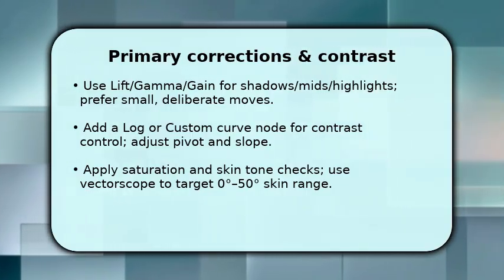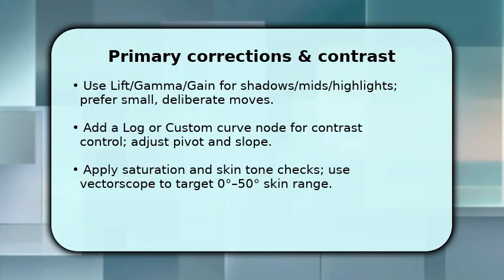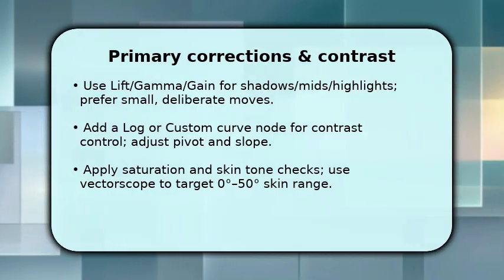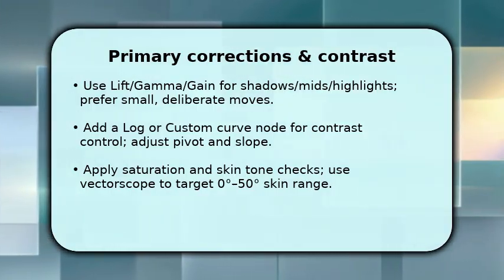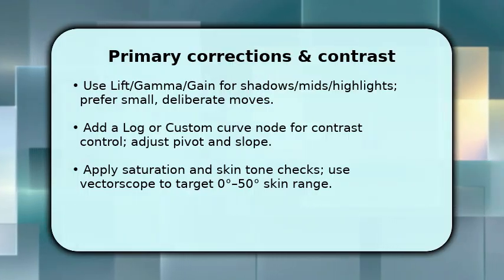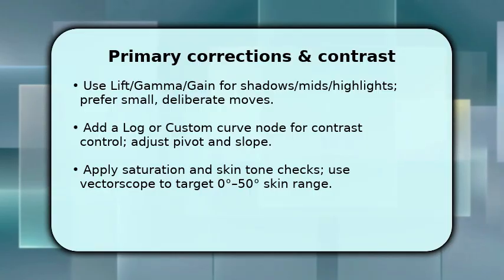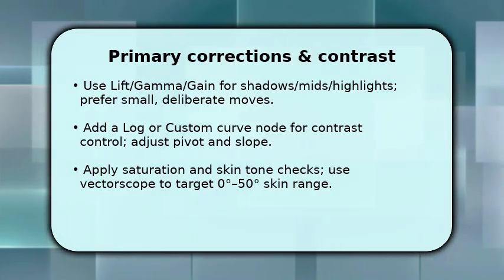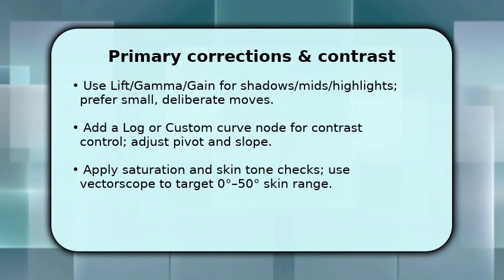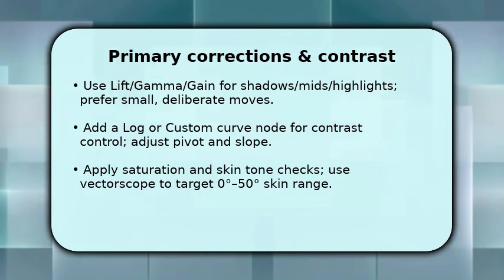Once balanced, add a log or custom curves node to shape contrast. Tweak pivot to preserve skin detail while increasing perceived punch. Then address color. Boost or reduce saturation globally, and switch to vector scope to align skin tones around the skin line. Make sure to label nodes so you can toggle each corrective stage easily.